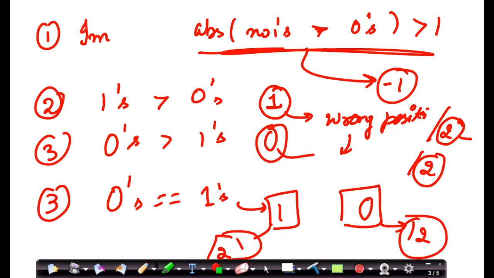So now I hope you can code this problem on your own. This problem was pretty easy for you.